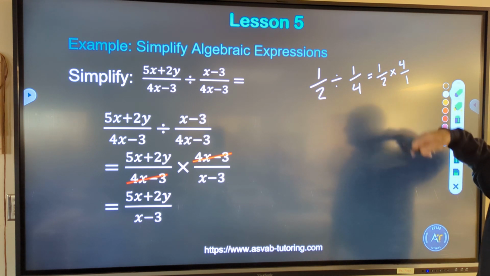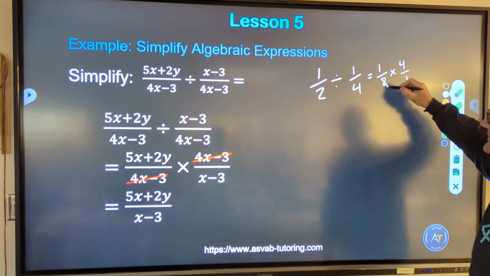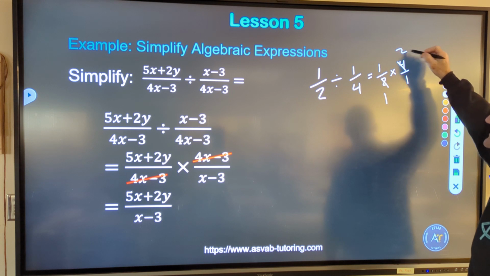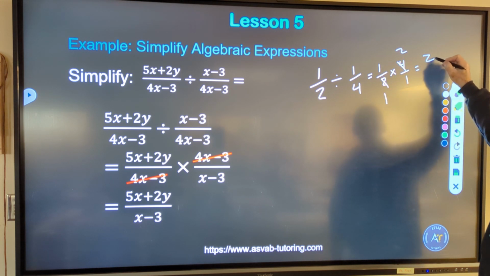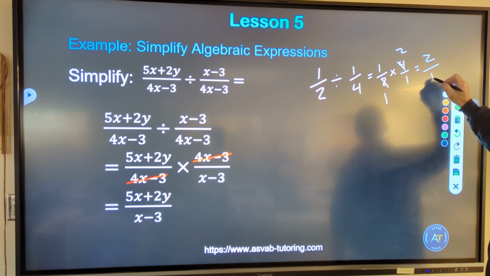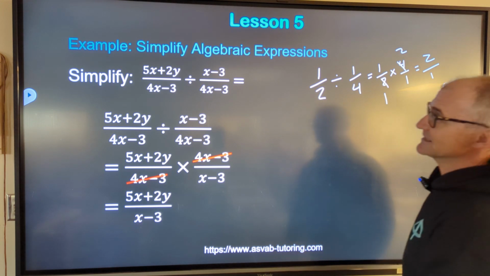After you do that, you see if you could cancel anything. Well, 2 will go into here 1 time, 2 will go into here twice. And then I multiply across the top to get 2. Multiply across the bottom and get 2 over 1. I can do the exact same thing here.